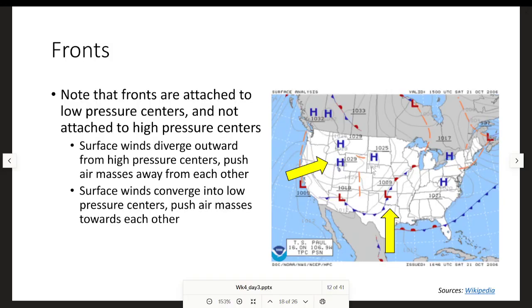So note that the fronts are attached to these low pressure centers and not the high pressure centers. That's because the winds are diverging at the high pressure, pushing the air masses away from each other. But in the low, the winds are converging at the surface and they're pulling these air masses together.